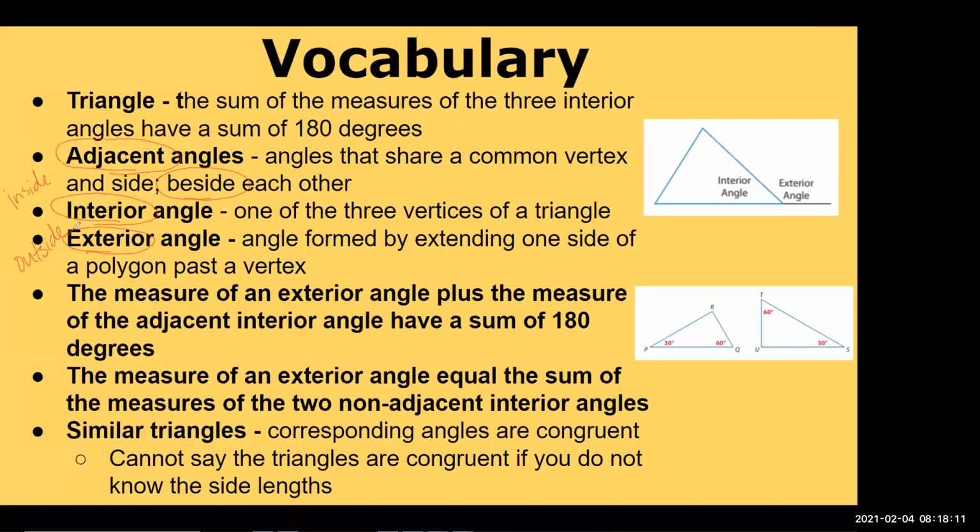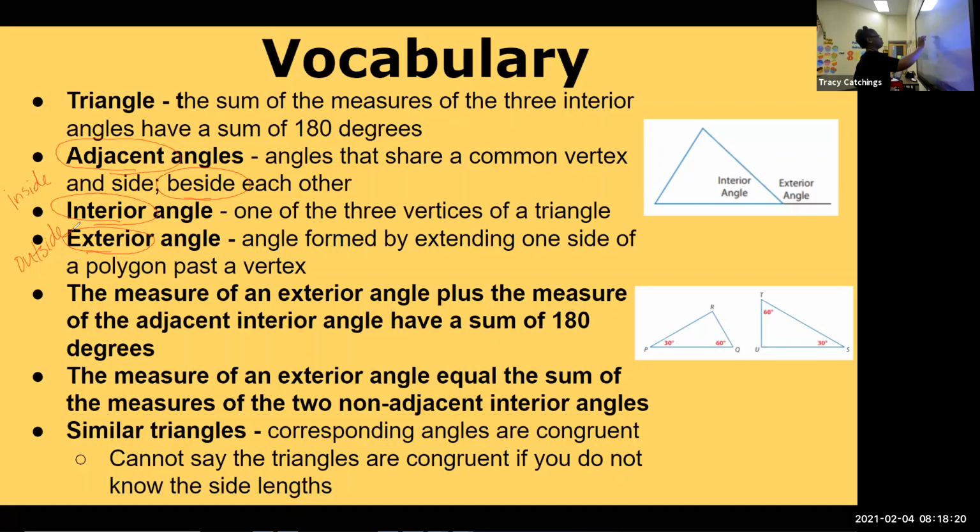The measure of an exterior angle plus the measure of an adjacent interior angle have a sum of 180 degrees. Good job, thank you, sir. 8th graders, I shouldn't have to beg us to read. That's the easiest way to get participation points. Simply read something. Exterior angle and interior angle make a straight line. So once again, they are reminding you that it adds up to 180.